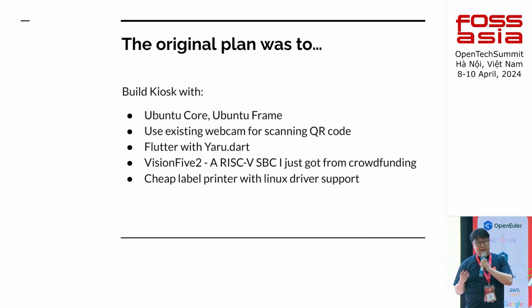And at that time I also got a RISC-V board, and I wanted to try it, but I was not able to use it because Flutter didn't have support for RISC-V at the time, so I just replaced it with a Raspberry Pi. And of course, we also need a cheap label printer for printing some tags.